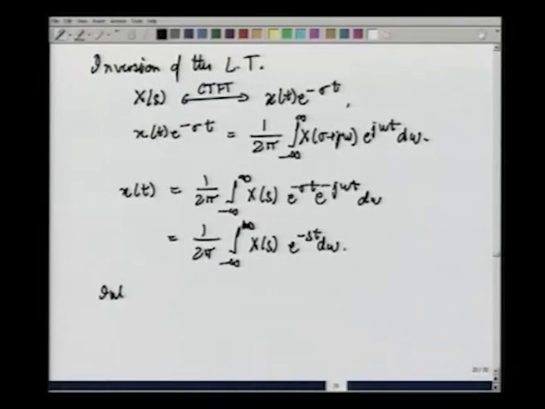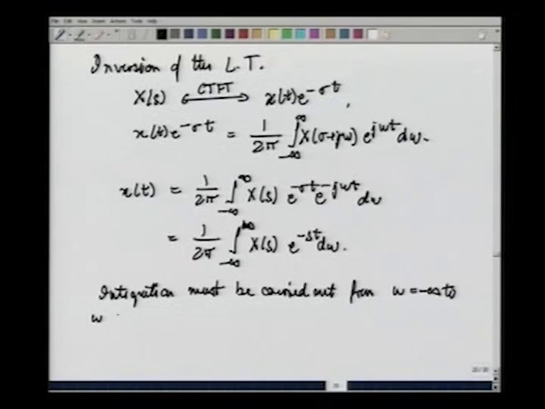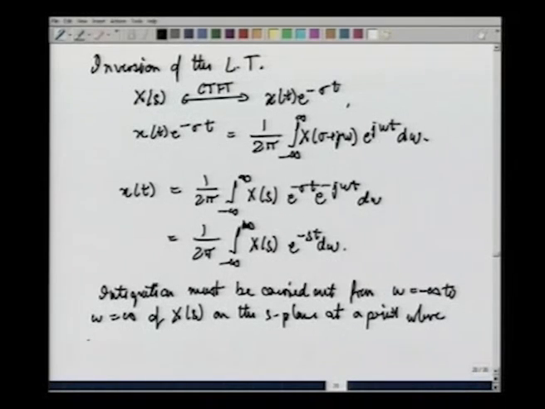So, integration must be carried out from omega equals minus infinity to omega equal to infinity of X s, on the s plane, at a point where X of sigma plus j omega converges. That is the kind of place where we should do this.